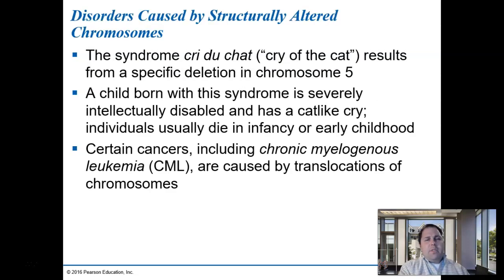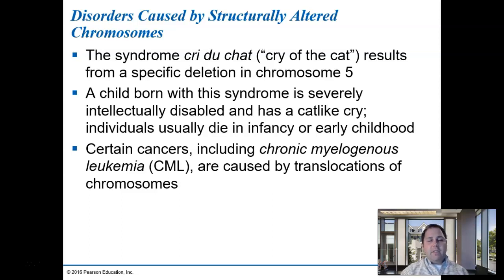You can also have some disorders with structurally altered chromosomes. You've probably heard of cri du chat, cry of the cat. That's a deletion in chromosome 5. Severe intellectual disability, a cat-like cry at birth, and they usually die very early. Because if you think of a huge part of chromosome 5 missing, there's a lot of genes important there.